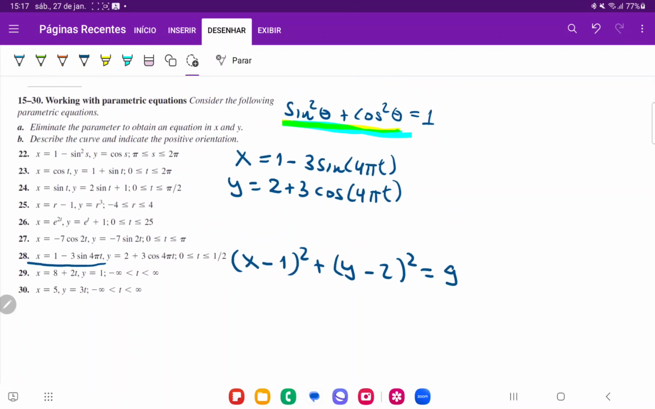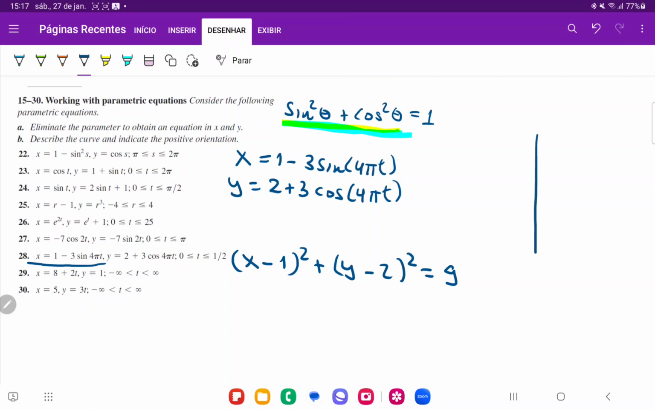And now we have to ask ourselves, what kind of equation is this? Well, if you compare it to the circle equation, we can see that this is going to be a circle with radius 3, because on the right-hand side we take the square root of the number. But now this is a circle where the x-coordinate of the center has moved 1 unit to the right, and the y-coordinate has moved 2 units up.